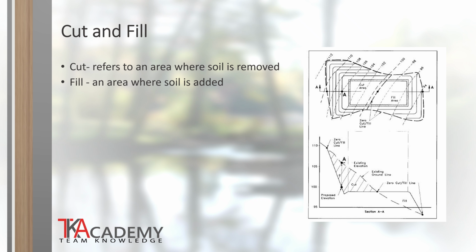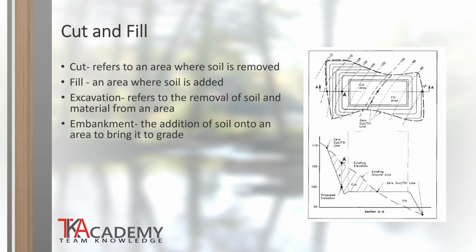There are two other terms that define areas where soil is being either added or removed. An excavation refers to the removal of soil and material from an area, while embankment is the addition of soil onto an area to bring it up to grade. By these two techniques of cutting and filling, the site elevation can be either raised or lowered to bring it to the elevation that is desired for the new configuration.